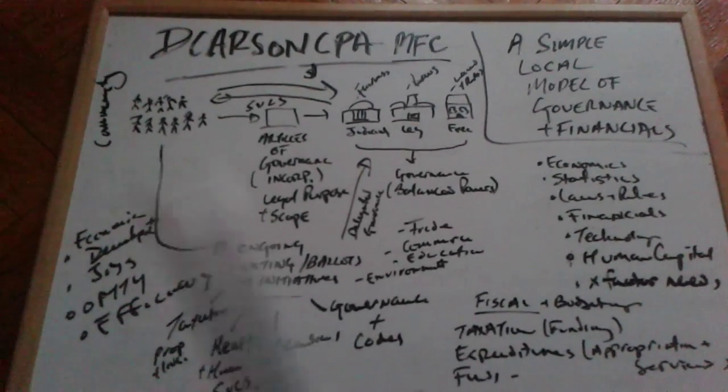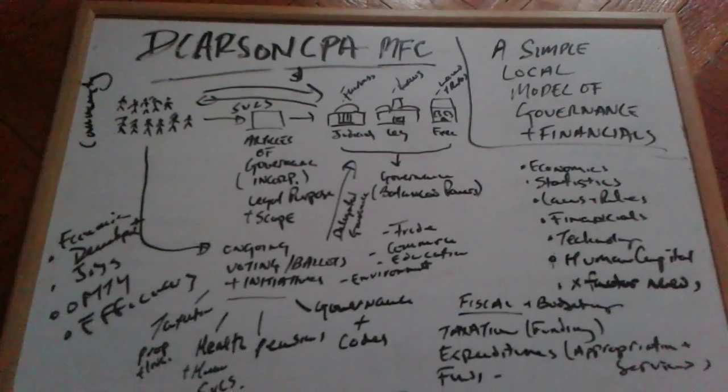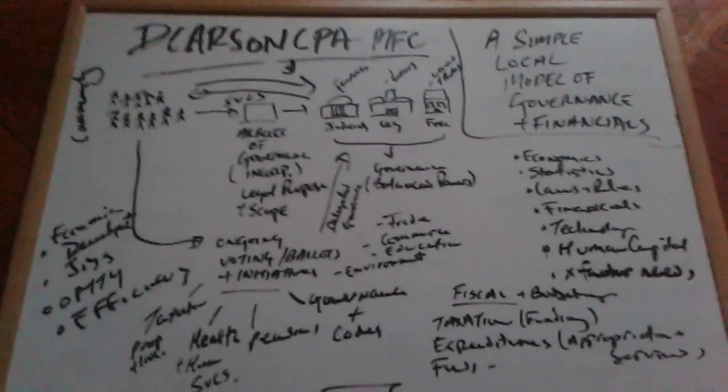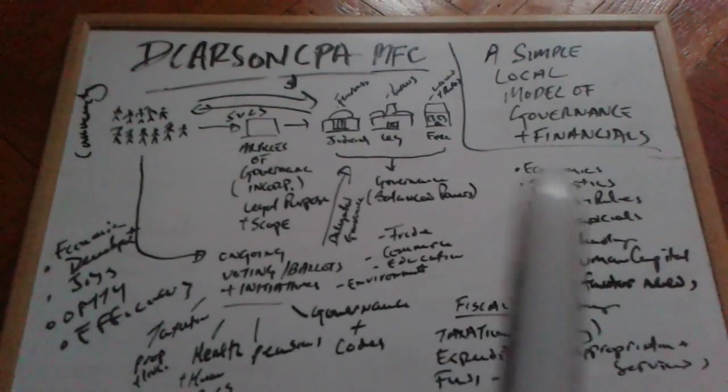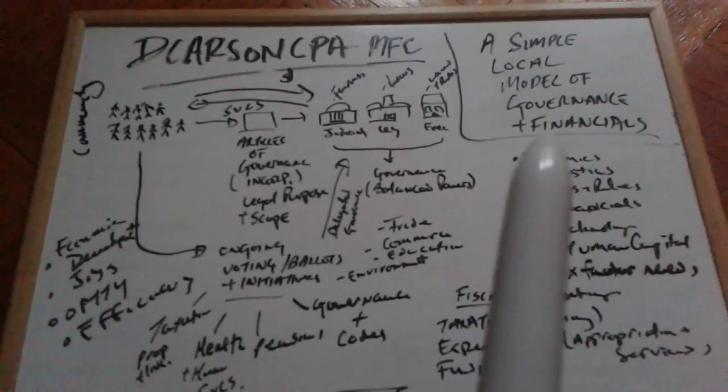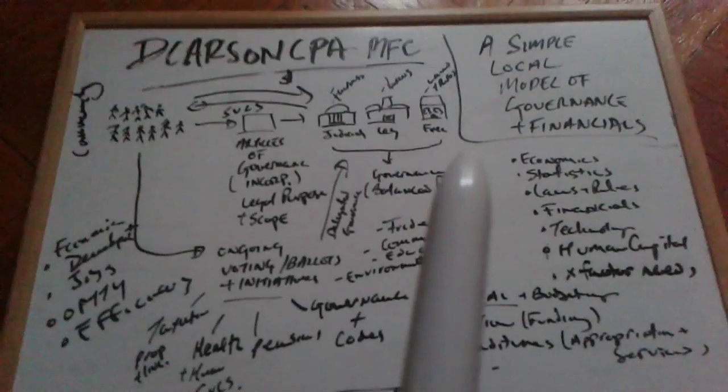It's a simple whiteboard talking about some sort of element. Always when we present this, it's a sketchboard, a mind map to an area we want to cover with you and areas where we can help. This is a simple local model of governance and financials corresponding to a municipality or your local government.